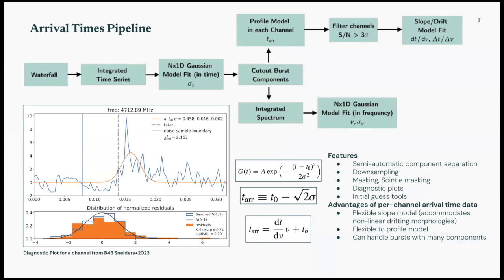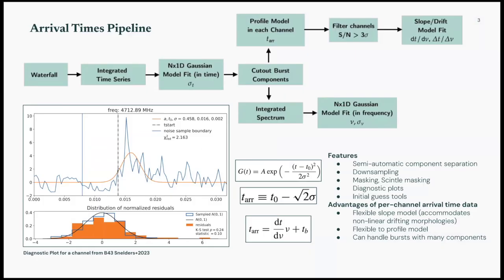Okay, so we take the waterfall. Just briefly, I'll go through the steps. We take the waterfall, integrate the time series, and fit it with a Gaussian for each component. That gives us the durations. Then we cut out the burst components, which can be complicated if they're blended. But anyway, then we take those cutouts, fit a profile model in each frequency channel, and that will yield arrival times in each frequency.